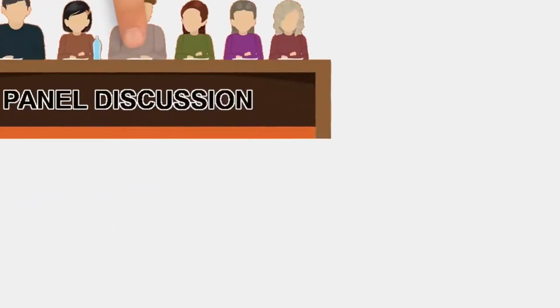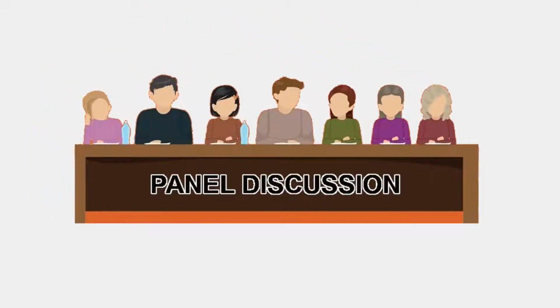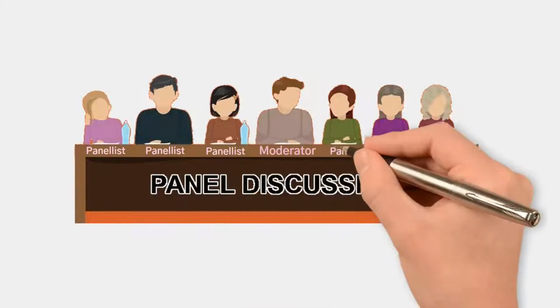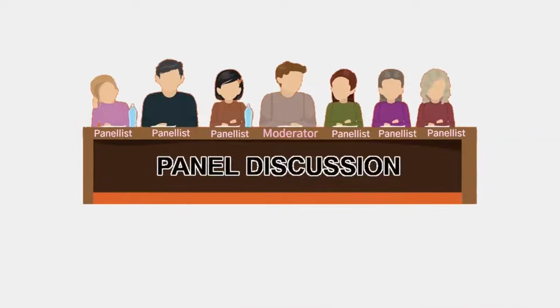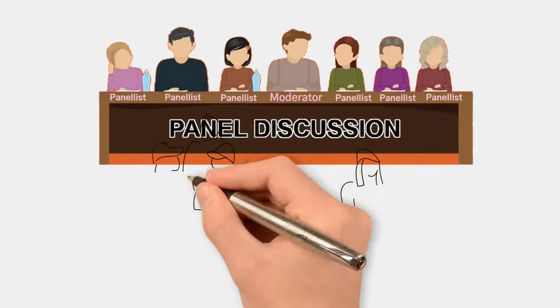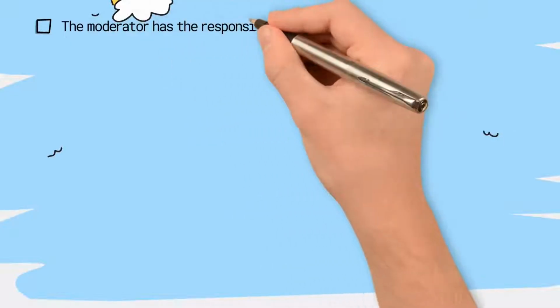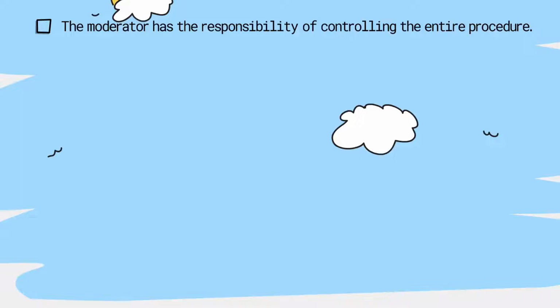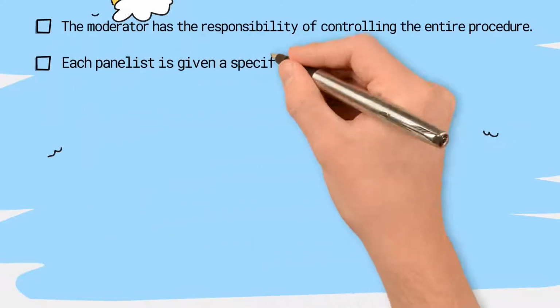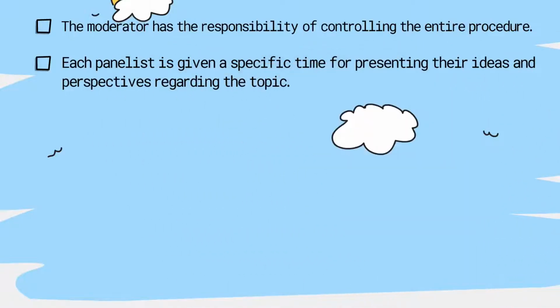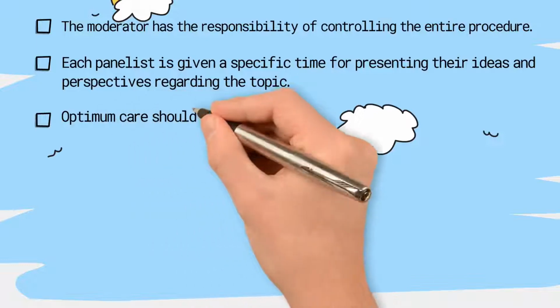Now let's see how a panel discussion takes place. The moderator is the one who facilitates the panel discussion. He initially welcomes the panelists and introduces them to the audience. The major role is attributed to the moderator, who has the responsibility of controlling the entire procedure. Each panelist is given a specific time for presenting their ideas and perspectives regarding the topic.